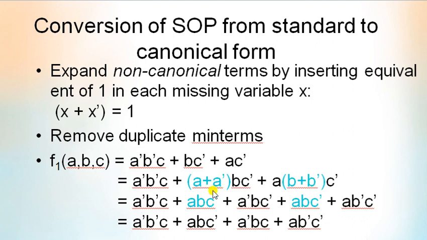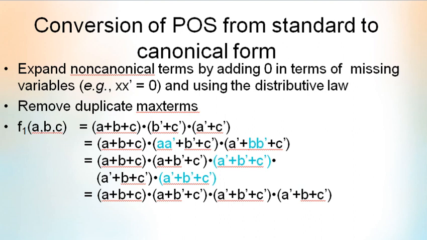And one more step is here. In the second step, remove duplicate minterms. Here look, a b c dash is repeating twice in this statement. So we know x plus x is equal to x, so we can remove the duplicate minterms. And this is the conversion of POS from standard to canonical form.